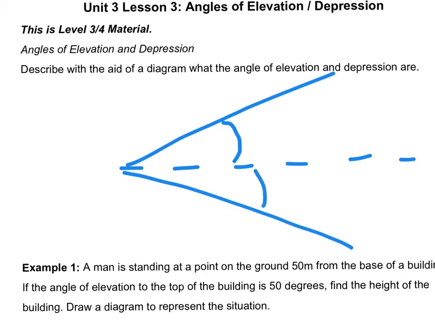Most of these problems relate to the fact that you're standing, you look up to see something, or you look down to see something. But it's always between the horizontal and your line of sight. So just be careful with that. It might seem obvious, but there are mistakes that people make. So let's have a look at a couple of the word problems that we have here.